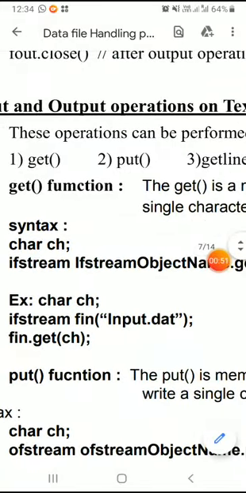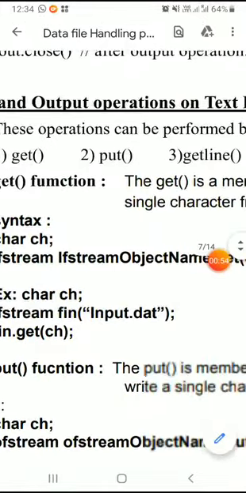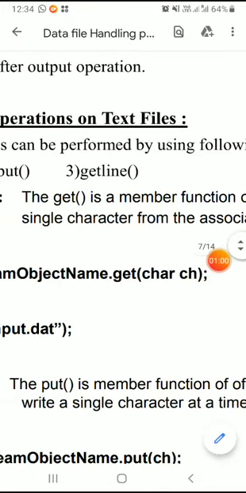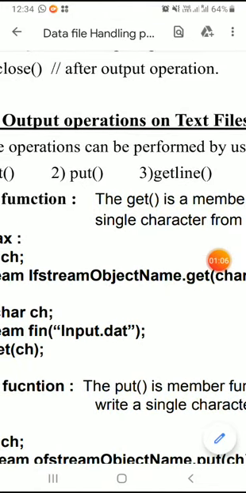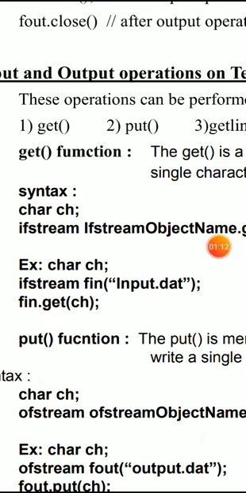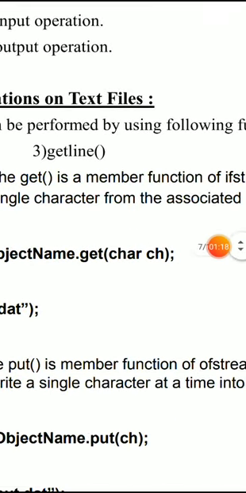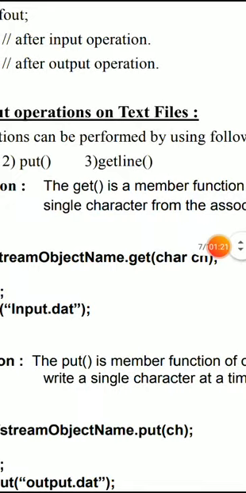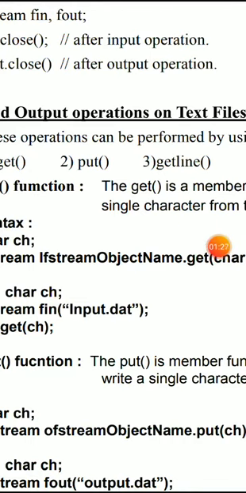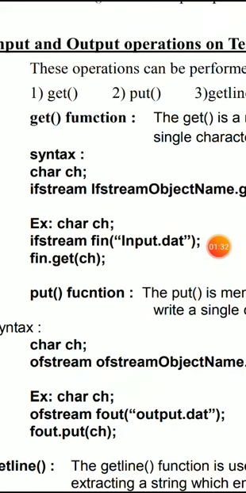Let us start with the get function. Get function is a member function of ifstream class, which is used to read one character at a time from the associated file. The associated file is the file which is open for reading purpose. The syntax of the get function is char ch. Ch is a single character variable, and ifstream object name dot get, ch means the get function will accept one character at a time from the associated file whose object is followed by the get function through the dot operator. So example is ifstream fin input dot dat.